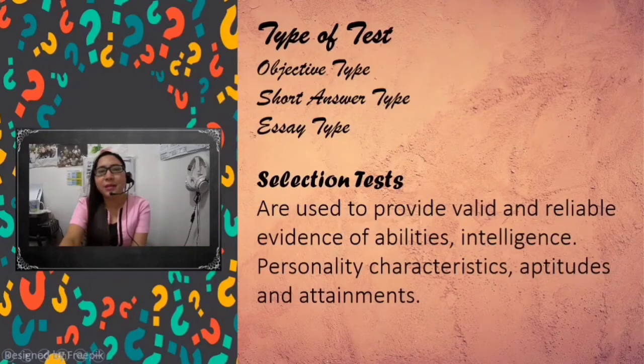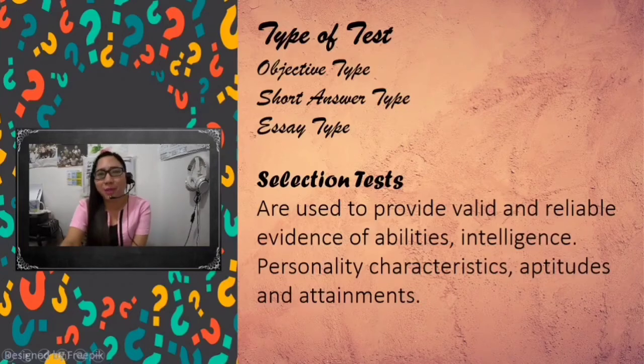As I have said a while ago, there are different types of tests: the objective type, the short answer type, and the essay type. These are the common ones, and we are very much familiar with them because ever since elementary up until now, we still encounter these types of tests. Objective type tests require a specific answer for the question. For example, multiple choice, alternative response like true or false, matching type, as well as the completion test. Those are the objective types of test.